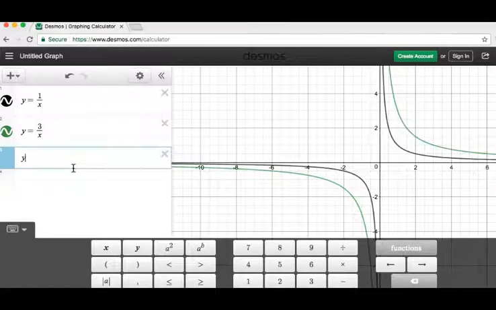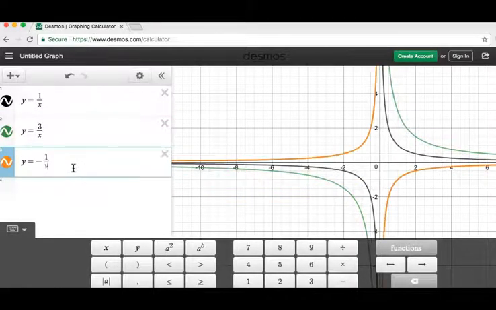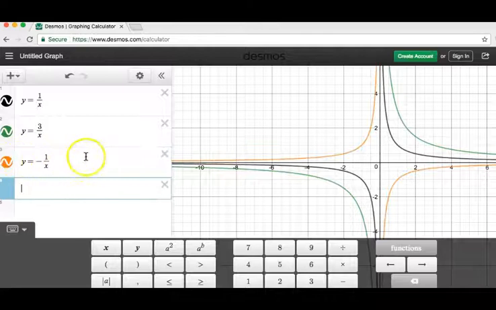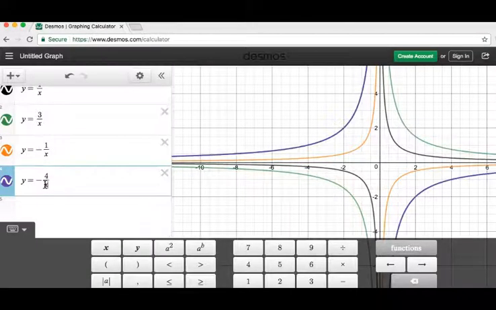Okay? So if I did y equals negative 1 on x, remember that's the orange one there in quadrants 2 and 4. Y equals negative 4 on x would just be a wider version of that, the purple one. Okay?